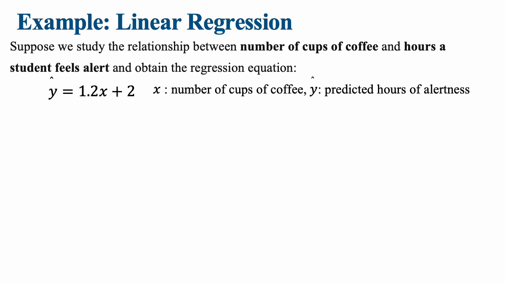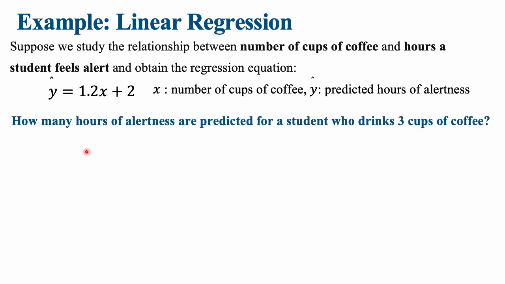Let's have one more example for the equation of linear regression. Suppose we study the relation between the number of cups of coffee and hours a student feels alert. We have the linear regression equation y hat equals 1.2x plus 2. This comes from a data set. x is the number of cups of coffee, and y hat is the predicted hours of alertness.